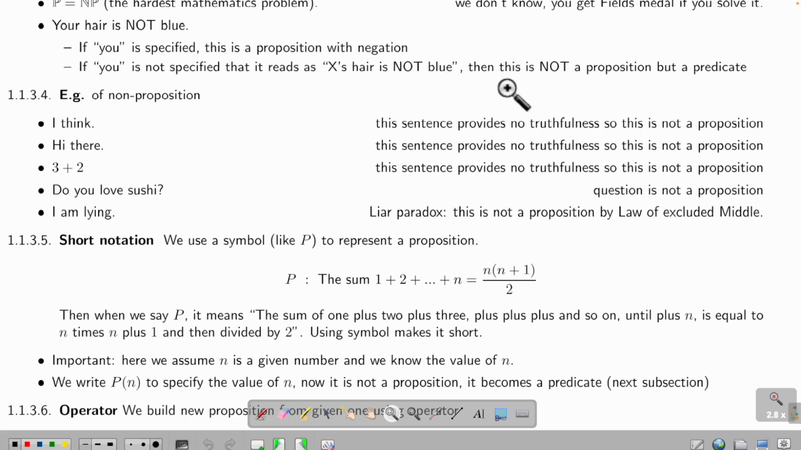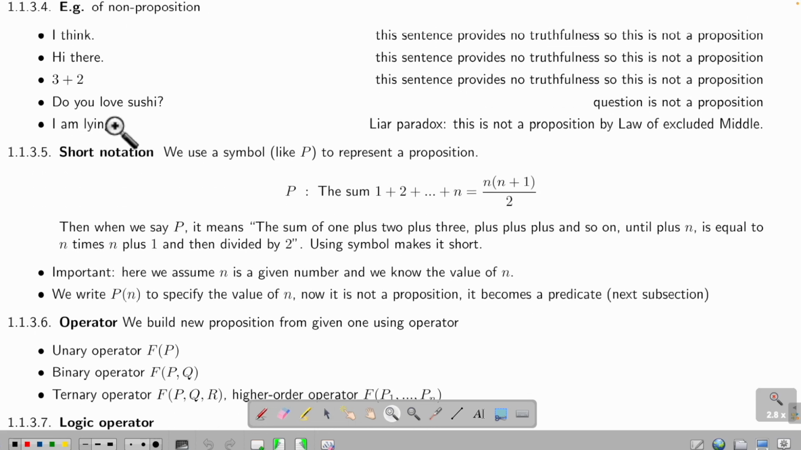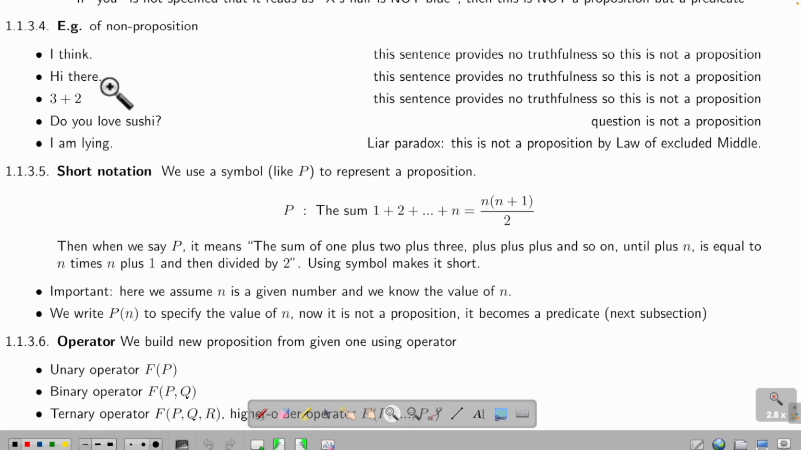A proposition means either true or false. That's it. And what about non-propositions? For example, "hi there." This is not a proposition. "3 plus 2" is also not a proposition because this is incomplete. If I say 3 plus 2 equals 6, then it is a proposition and the value is false. "Do you love sushi?" This is a question. A question is not a proposition. It's not a statement, so therefore it's not a proposition.